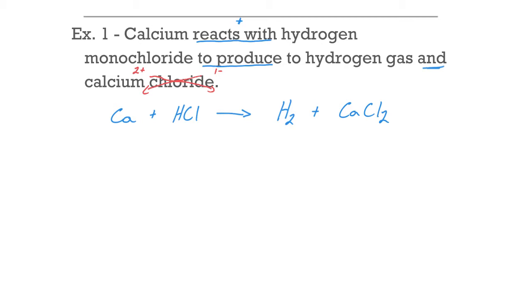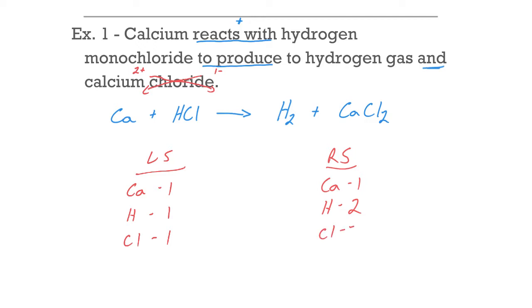The final thing that we need to do is balance. So if you like having left side and right side, we can write down the elements that we have and how many of each. On the left side, we have calcium, and we have 1 atom. We have hydrogen with 1 atom, and we have chlorine with 1 atom. On the right-hand side, I'll write them in the same order. We also have calcium with 1 atom. We have hydrogen, which has 2 atoms, and I have chlorine, which has 2 atoms.